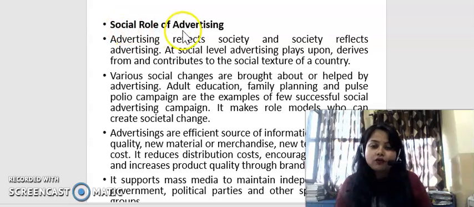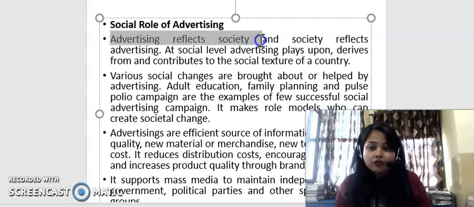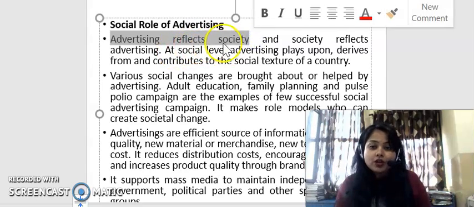What is the social role of advertising? Let's discuss. Advertising reflects society and society reflects advertising. This line means a lot. Why? Because whatever the advertising is showing, it is for the society. The manufacturers make products and make advertisements for the society, for the customers. So advertising reflects society.